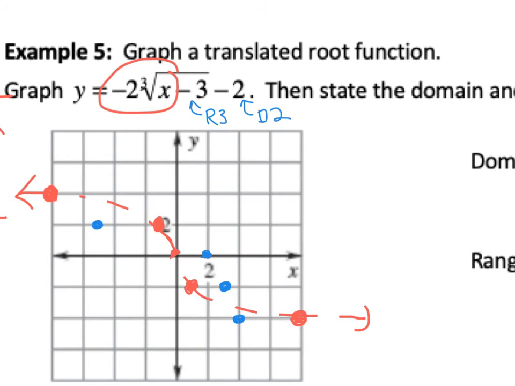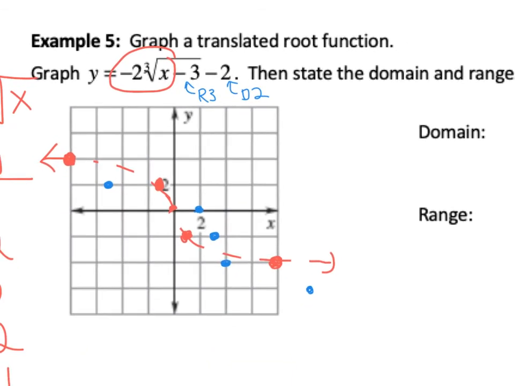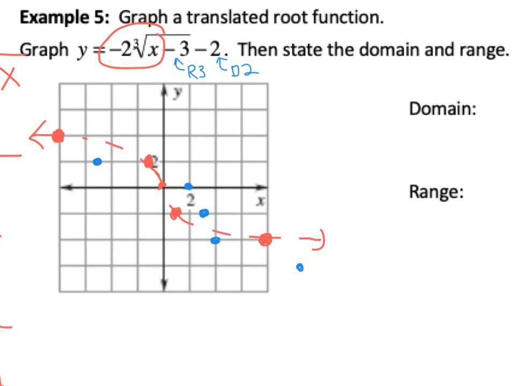And then this guy won't fit. I'll try to get him to fit. So right 3, down 2 would be right there. Make a little mark off the grid there. And then I would connect those with my nice little sideways S. That's my parent function for my cube root. There it is.